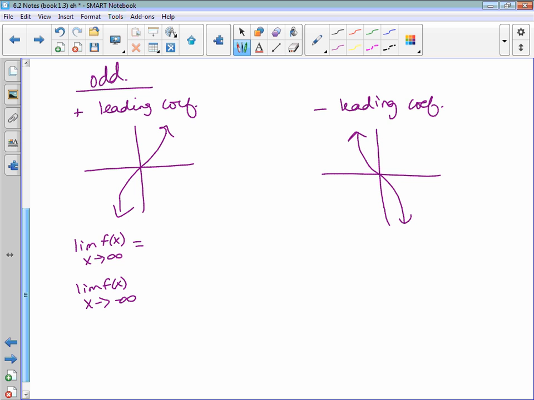Degree? Yeah, so the biggest exponent. If you have polynomials, a whole bunch of terms, just look at the biggest one. So what do you think? As x approaches infinity for the first one, where's your graph going? Infinity. And as x approaches negative infinity? Yep.